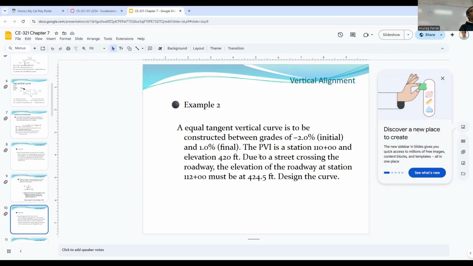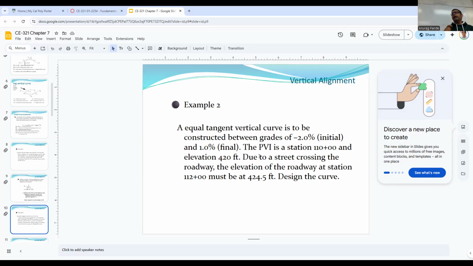And then when we solved that problem, we applied the parabolic equation that I showed you in the previous slide, y equal to ax squared plus bx plus c. And we used the property of the parabola, like the slope at the initial tangent or the slope at a given point, and the property that it's an equal tangent to solve this problem.